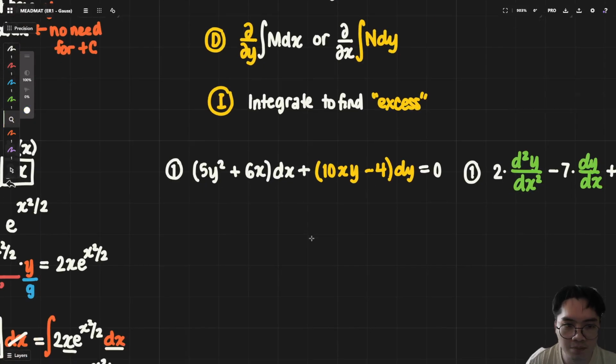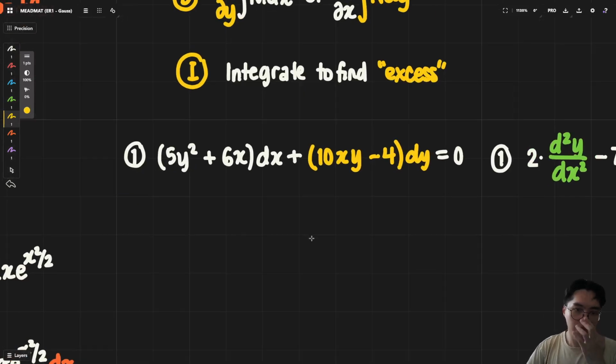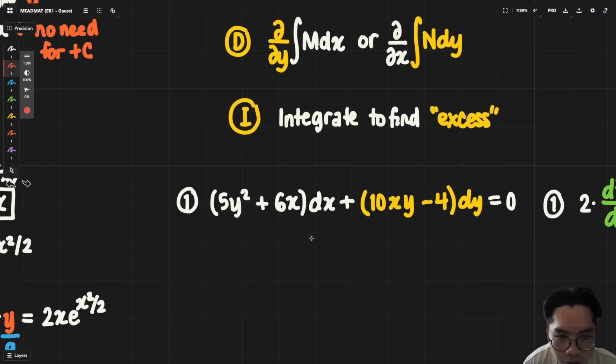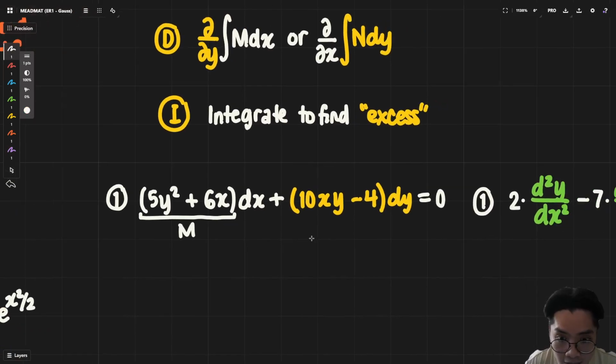Say for example, something like this, number 1. It's (5y squared plus 6x) dx plus, and that is very important, the plus should be a plus in here, (10xy minus 4) dy. So very clearly, because of the color coding here, we can see that this is your M, because it's stuck to the dx, and then this is your letter N, which is stuck to your dy.